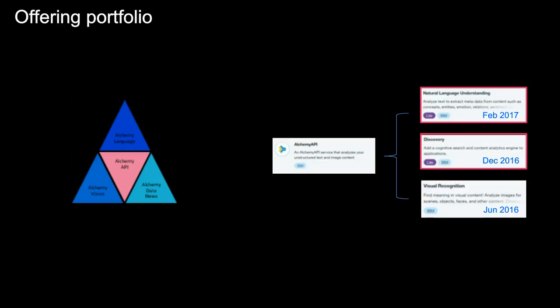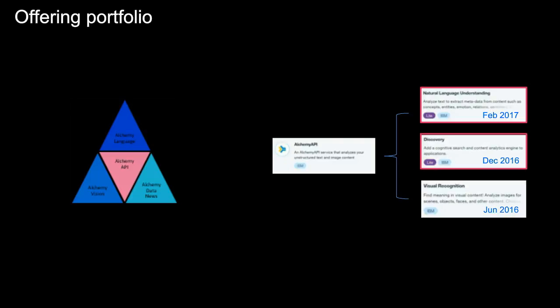So let's first start talking about the offering portfolio. If you're here, then you're probably a user of Alchemy API, and if you go back in time, Alchemy API has multiple APIs underneath it: Alchemy Vision, Alchemy Data News, and Alchemy Language. We announced the deprecation of Alchemy API back in March of this year, and the three key Watson services that are the newer migration options for Alchemy users are natural language understanding, discovery, and visual recognition. And we'll go through each one of these in a little bit more detail.